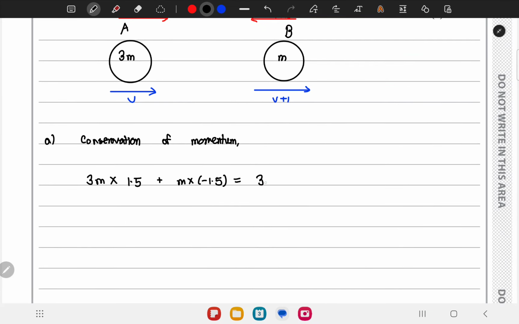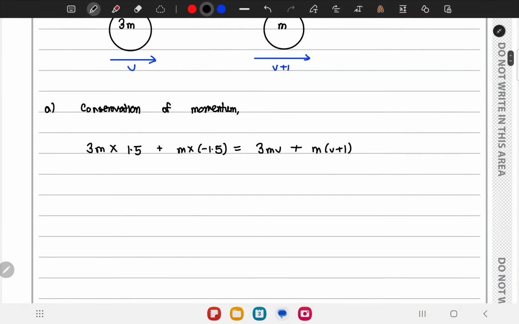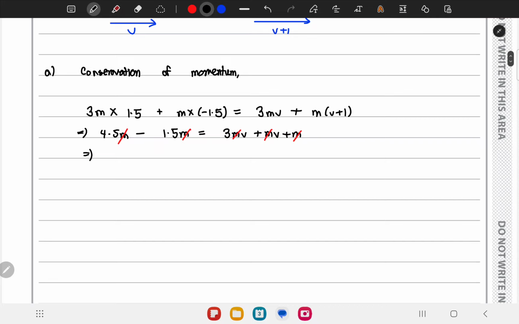This will be equal to 3m times v plus m times v plus 1. So 4.5m minus 1.5m is equal to 3mv plus mv plus m. We can cut out all the m's, since there are m's in all the terms. We'll get 4.5 minus 1.5, which is 3, equal to 3v plus v plus 1, so 4v plus 1. So we'll have 4v equal to 2. V will be equal to 1 by 2.